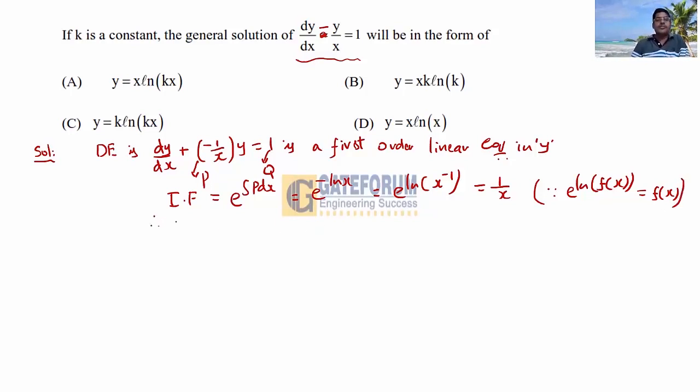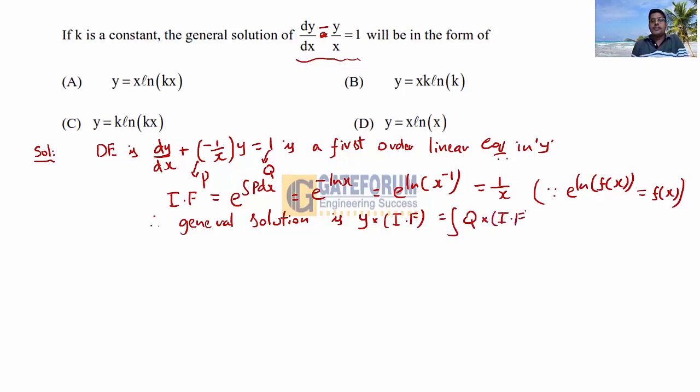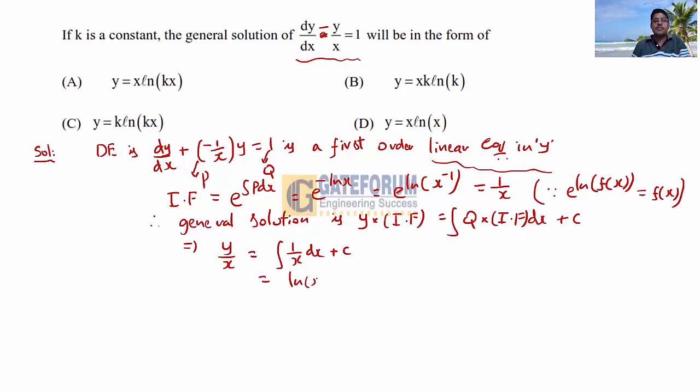Therefore the general solution of equation 1 is y into the integrating factor equals the integral of q into the integrating factor, integrating with respect to x, plus a constant, because it is a linear equation in the y variable. So this becomes y into 1 by x, that is y by x, equal to the right side: q value 1, 1 into 1 by x dx, plus, the integration of 1 by x with respect to x is log x, plus a constant.